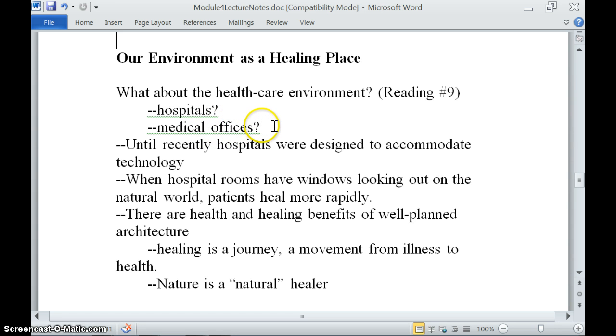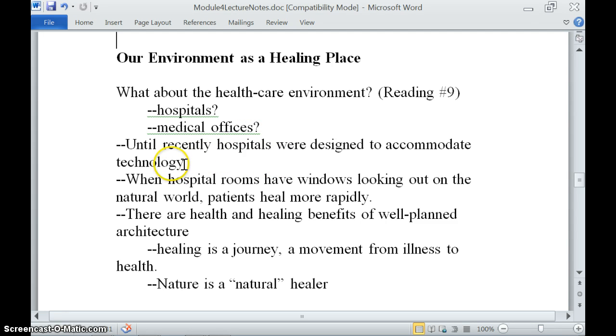So whatever you can do when you get out there, if you're in charge of your own health professional company, or if you're a chiropractor with your own office, create an office that's actually pleasant. And there's lots of data to show that this is very important, not only for people liking their experience, but for healing. So until recently, hospitals were designed to accommodate technology.